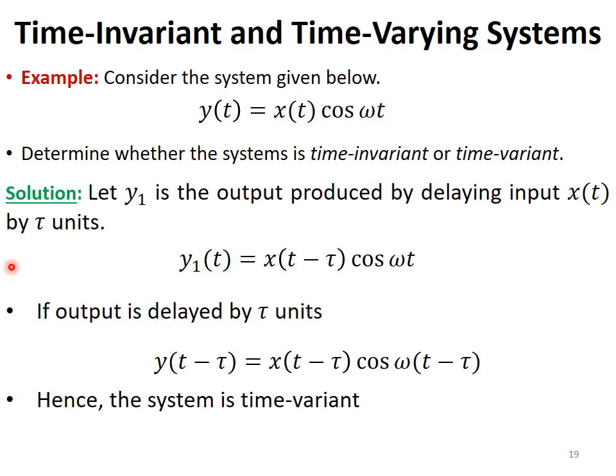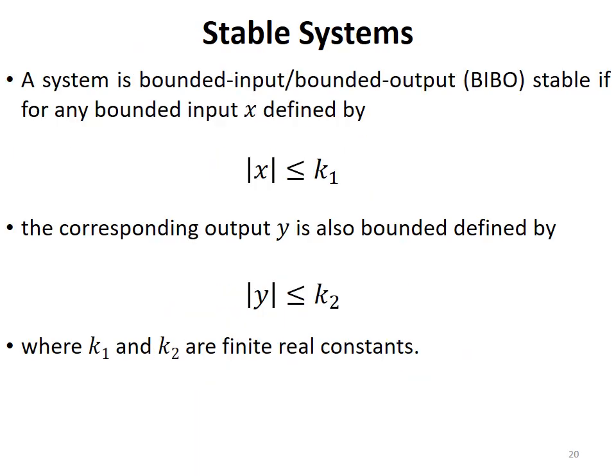It depends upon time. So in an equation, if the time is explicitly involved, then the system is called time variant. Next, a stable system is one which produces bounded output when a bounded input is applied. Here the bounded input is represented by this expression and the bounded output is represented by this expression.